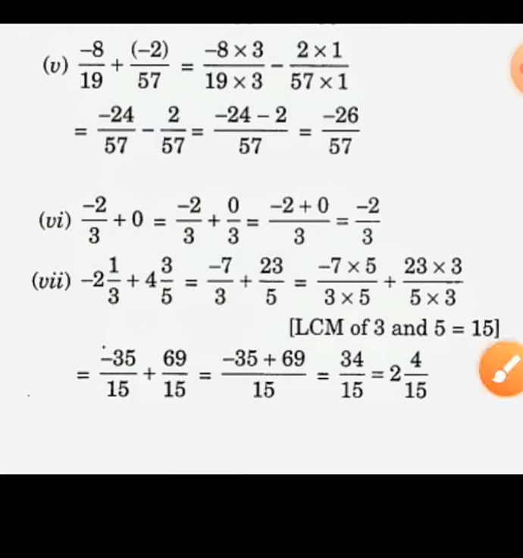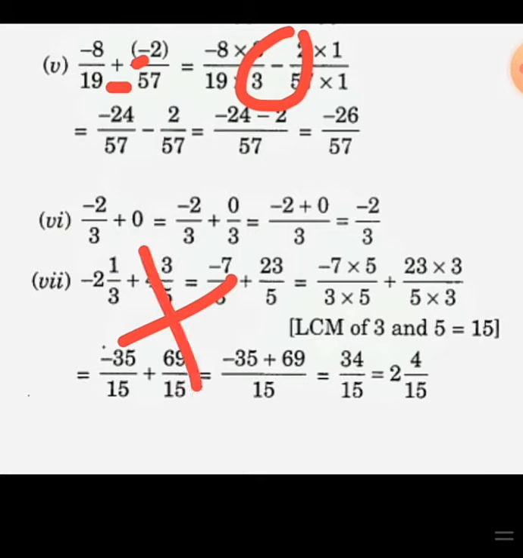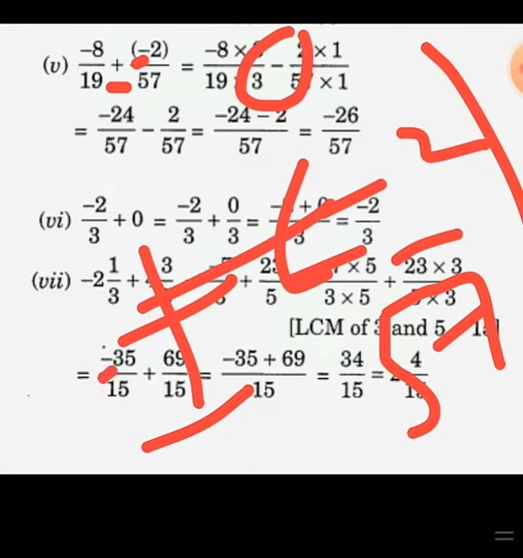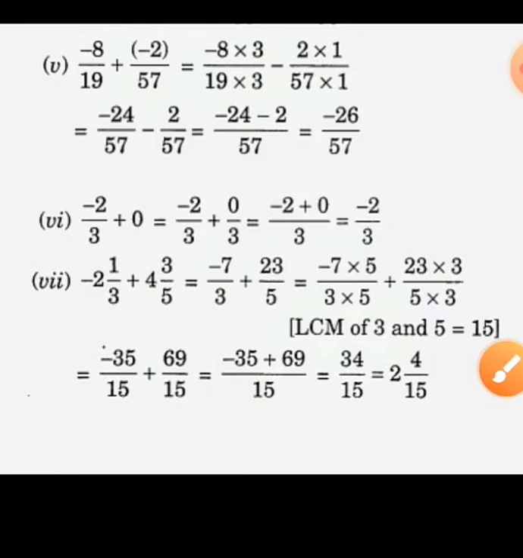Which sign do you have to change? The middle sign. Plus into minus is minus, so the middle sign will be minus. Can you see over here? Plus and then minus 2 upon 57 is given, right? So plus into minus will be minus. So in place of these two signs, we will write only one sign and that is minus. I hope it is clear. We are applying integer rules.